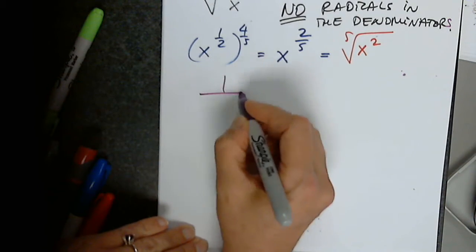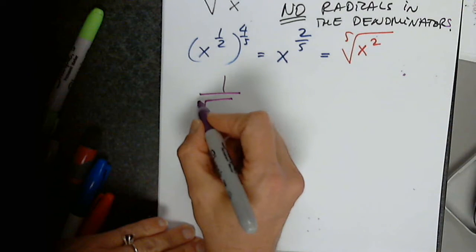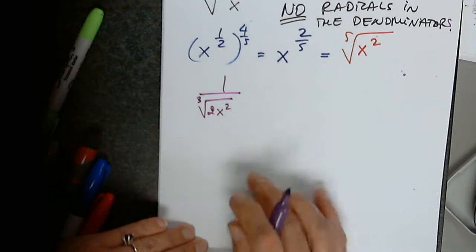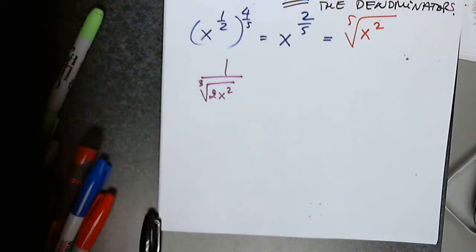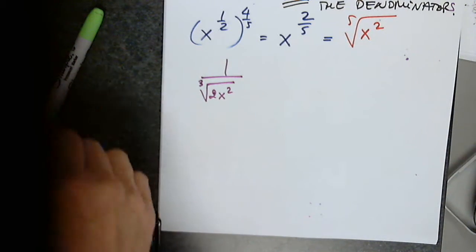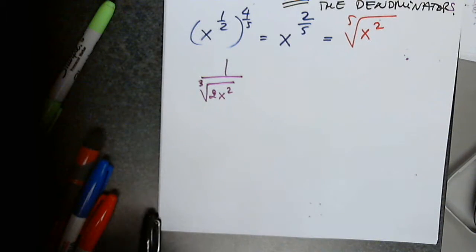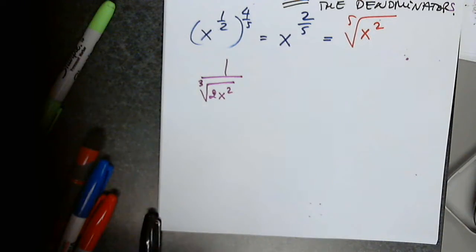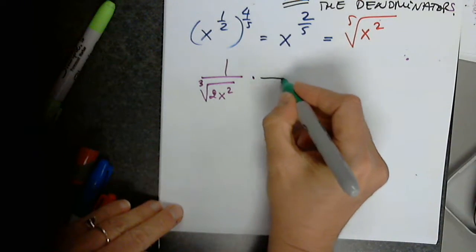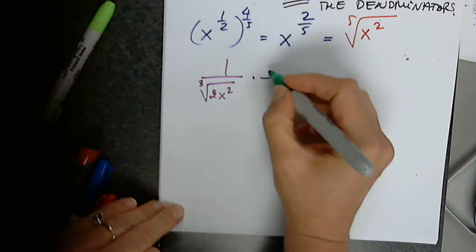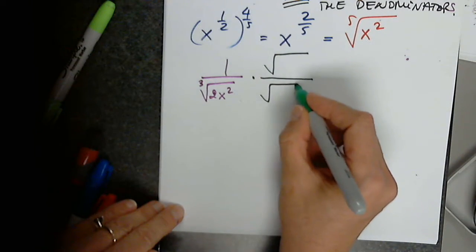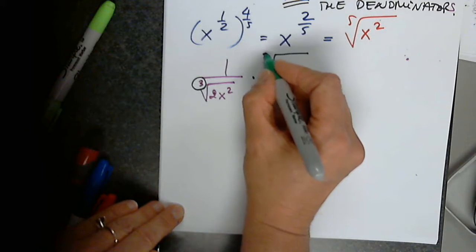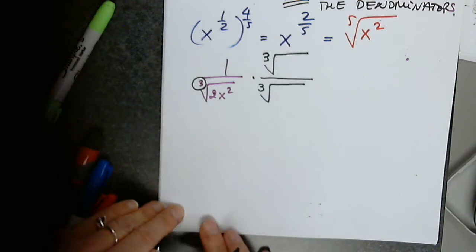So let's say I have 1 over the square root, or let's say the cube root of 2x squared. Let's suppose after all simplifications, I get to something like this. And I know I would like not to have radicals in the denominator. What I'm going to do is multiply the numerator and the denominator by a radical with the same index, mandatory, same index. Okay.